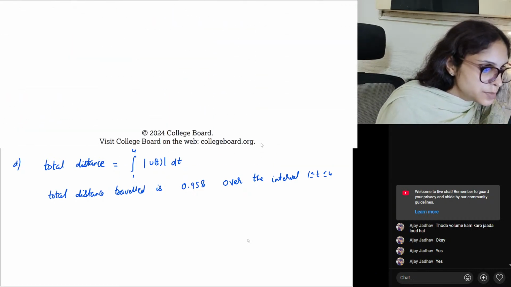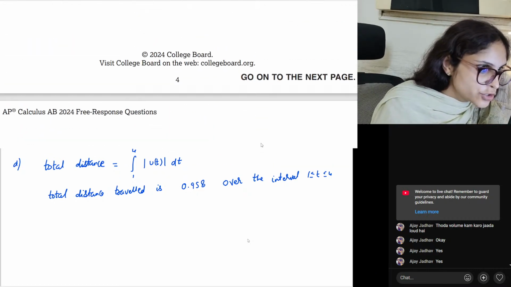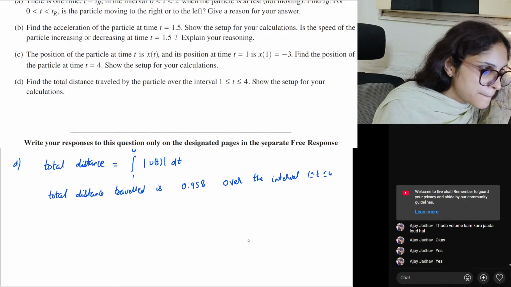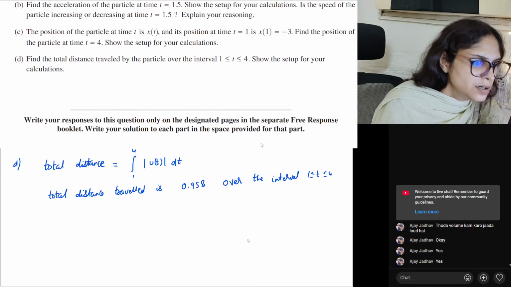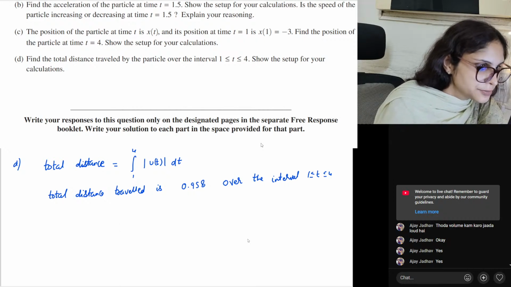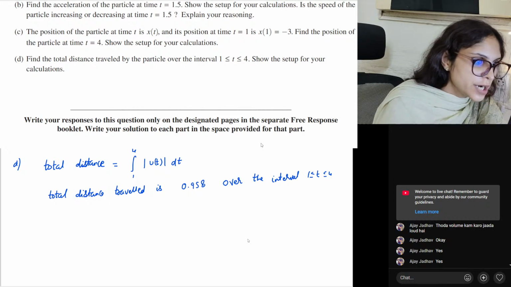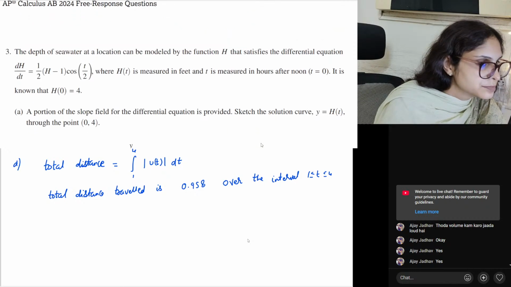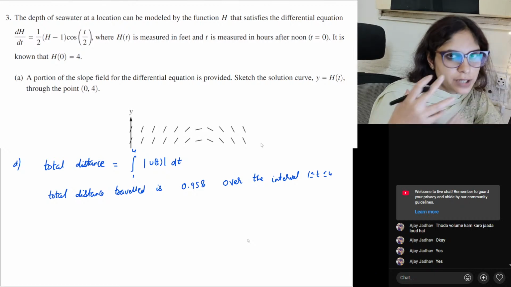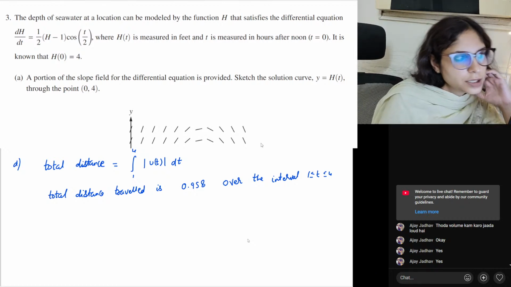And let's see if there are any instructions that you cannot go to the section unless you finish the previous one. No, nothing like that. You just have to write your answers in a free response booklet, with your solution to each part in the space provided for that part. So next time I will try to get the free response booklet so that we have an idea how much space is given to you.